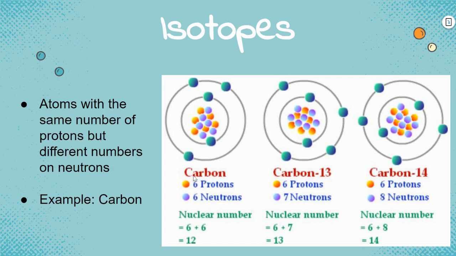It is, in the case of an isotope, same number of protons, six, six, and six, different number of neutrons, six neutrons, seven neutrons, eight neutrons, right? So this is an isotope, same number of protons, different number of neutrons.